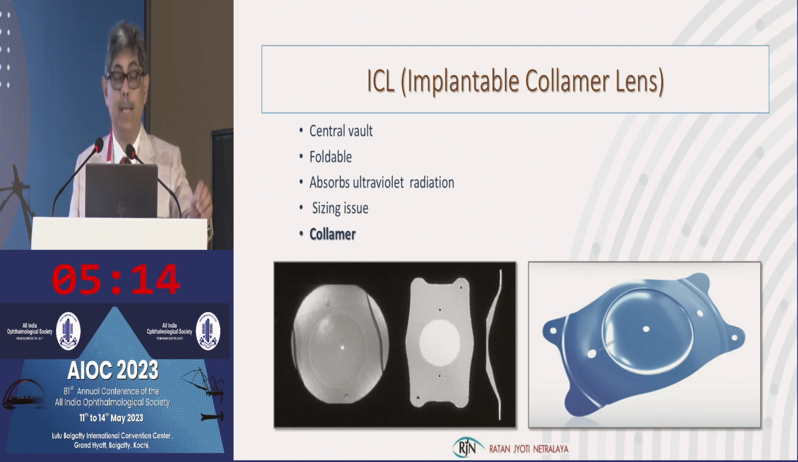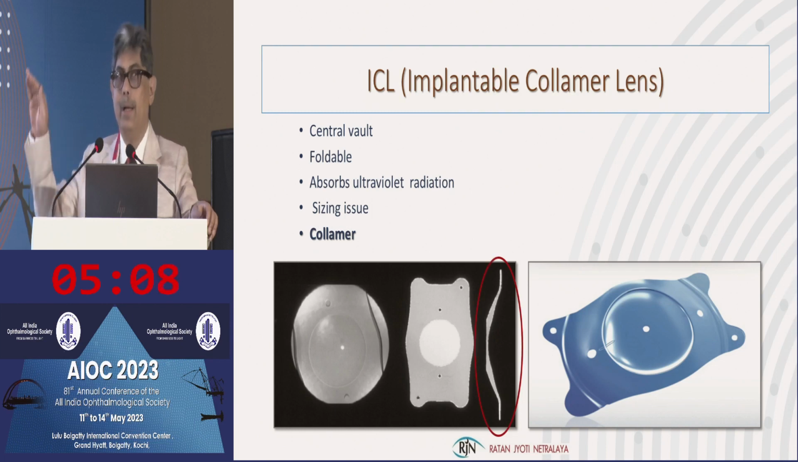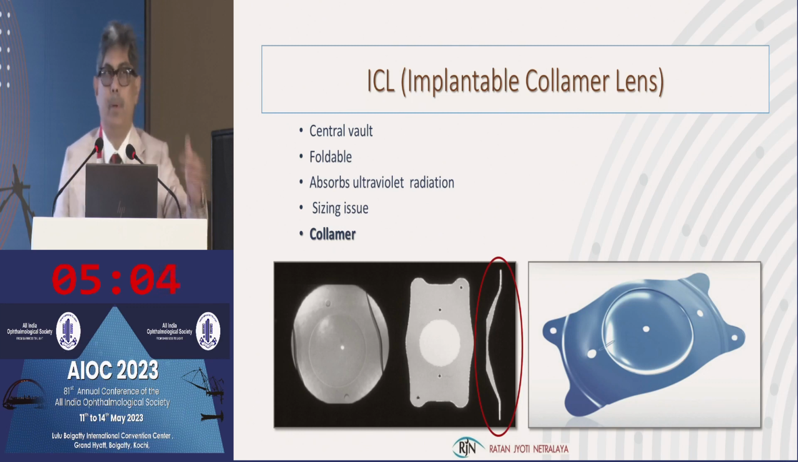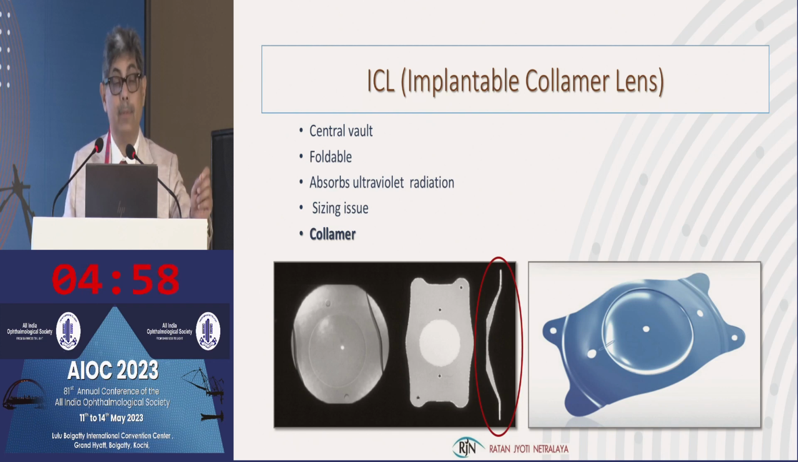It has a central vault, and as you can see here, this is the vault, means the central part is anteriorly, the convexity is there. It is foldable, that is the good part. It absorbs UV radiation, but definitely there is a sizing issue which we'll be discussing later, and it is made up of a polymer material.